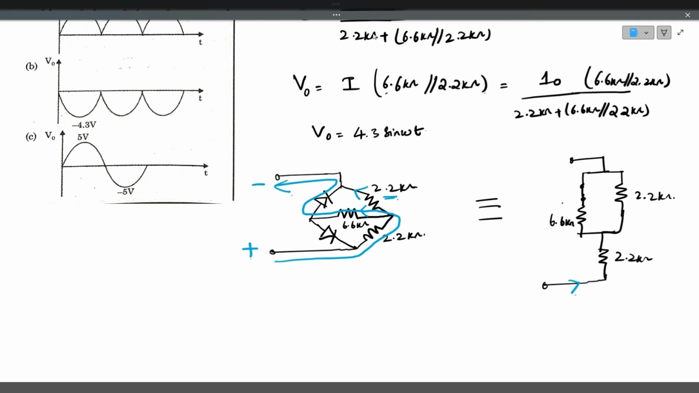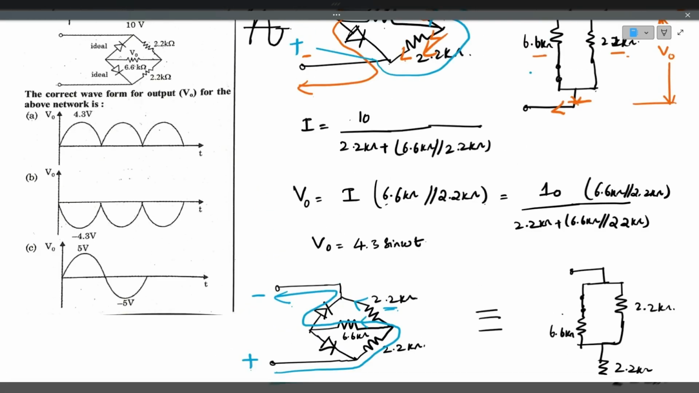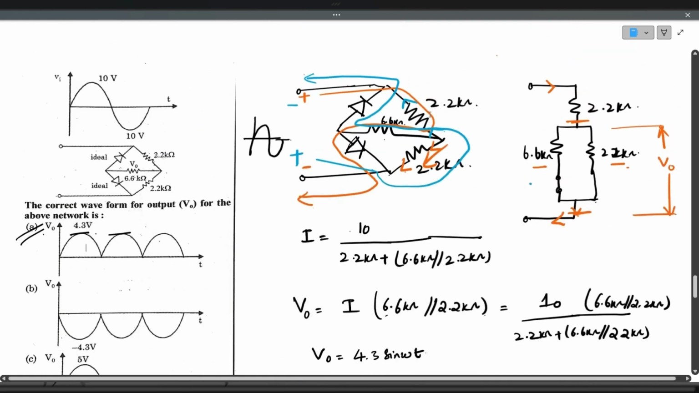Okay. So the calculations will be similar. Here also you will get output voltage as 4.3 sine omega t. So during the positive half cycle and during the negative half cycle, you will get answer 4.3 sine omega t. So answer is option A. So in the output only positive half cycles will be there whose peak value will be 4.3 volts. Hope you understood this problem. We'll see the next one.